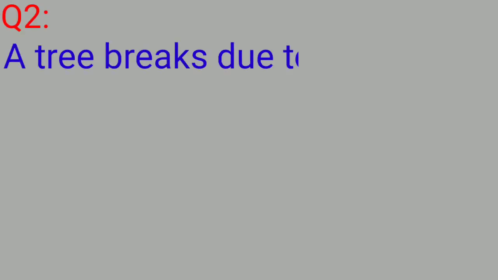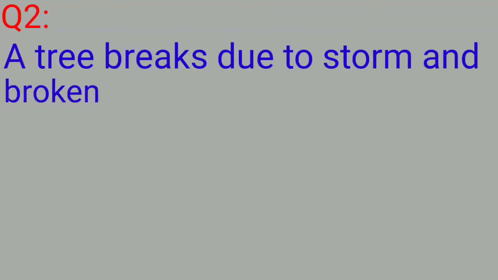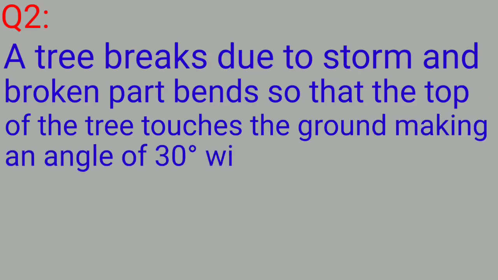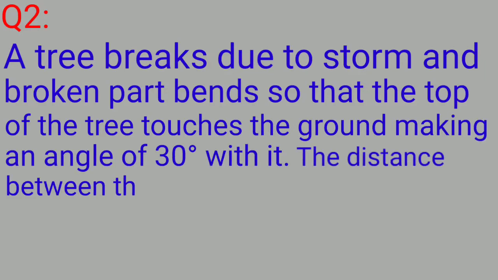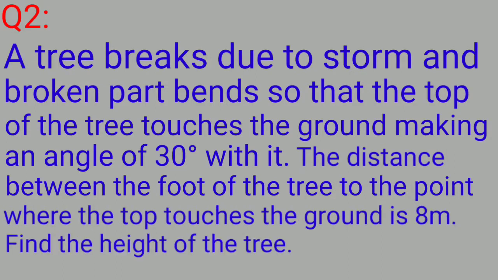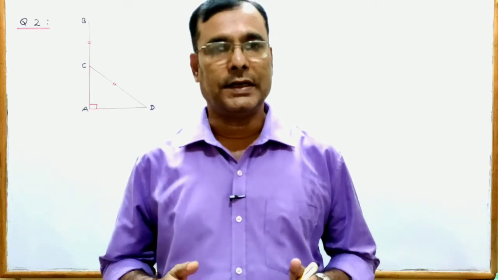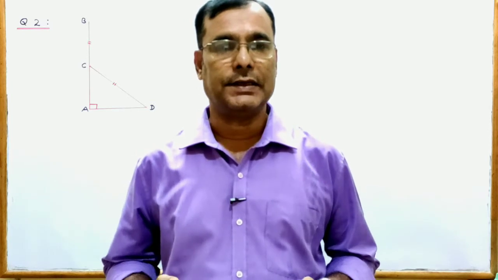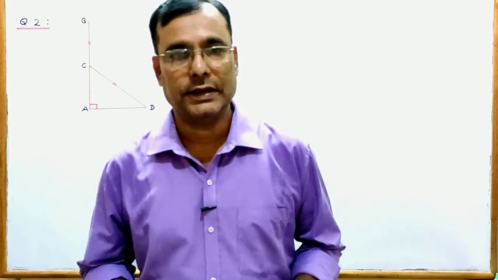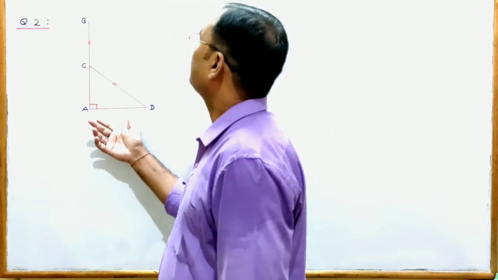A tree breaks due to a storm and the broken part bends so that the top of the tree touches the ground, making an angle of 30 degrees. The distance between the foot of the tree to the point where the top touches the ground is 8 meter. Find the height of the tree. Let us draw a simple diagram which will represent the given situation in the question. This diagram is like this.